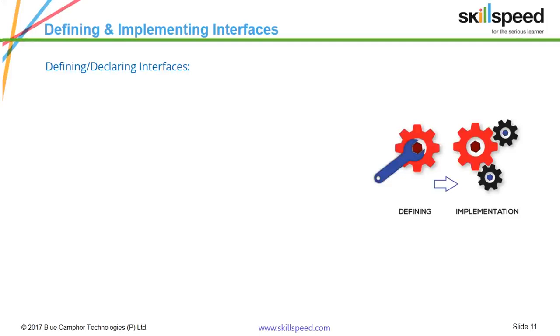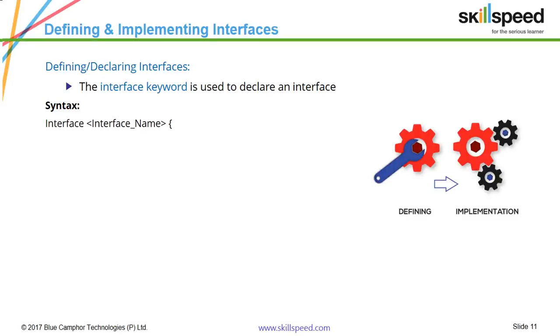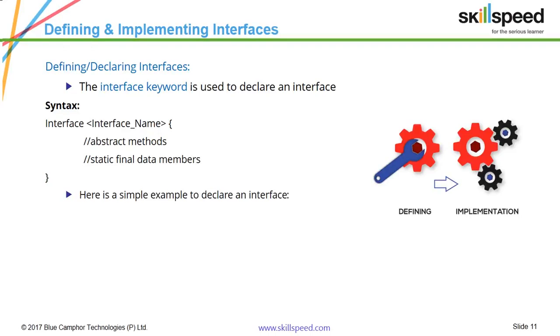How to define an interface? The interface keyword is used to declare an interface. Syntax: interface, space, interface name, followed by curly braces in which we contain abstract methods, static final data members, and curly brace close. Here is a simple example to declare an interface. The file name should be Animal.java. Interface Animal, within curly braces: public void eat, public void travel.